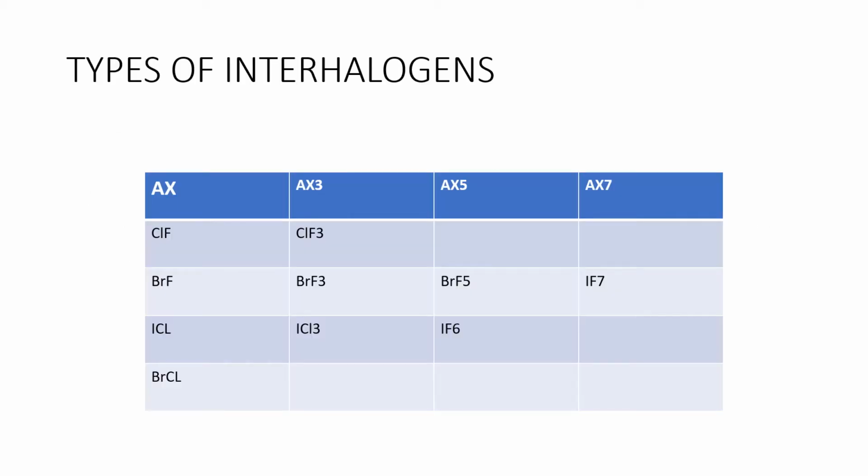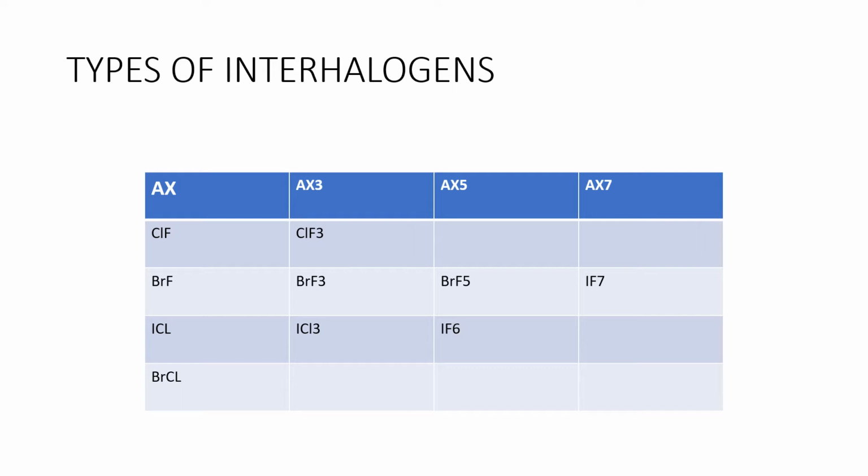Types of interhalogens. There are four types of interhalogens generally, which we can express with the general formulas AX, AX3, AX5, AX7. AX type interhalogens have one atom each of two halogens. For example, ClF, BrF, ICl, BrCl: chlorine fluoride, bromine fluoride, iodine chloride, bromine chloride.